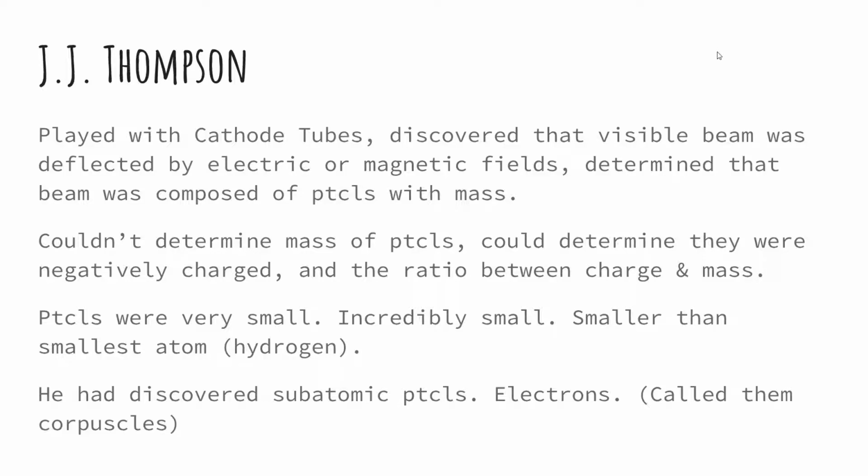Like almost 2,000th the size of a hydrogen atom. So he knew that what he had discovered was some kind of subatomic particle. Something smaller than the smallest atom. Something that was actually part of the atom. We now know that those were electrons. He didn't know them to be that. He didn't call them that. He called them corpuscles, which means tiny bodies. But he knew they were tiny, negatively charged, part of the atom.